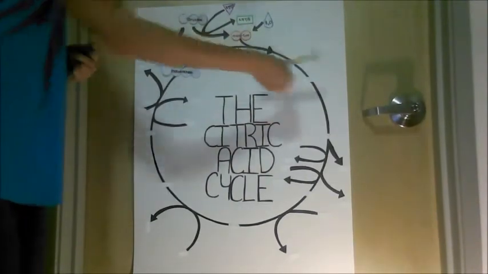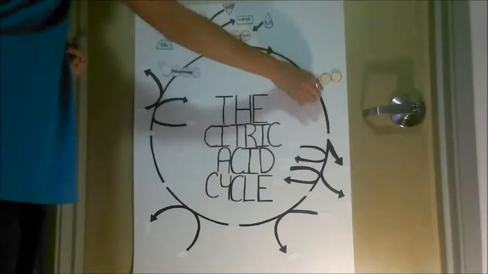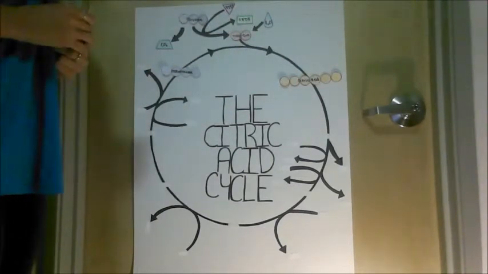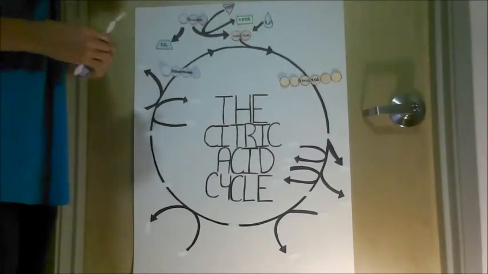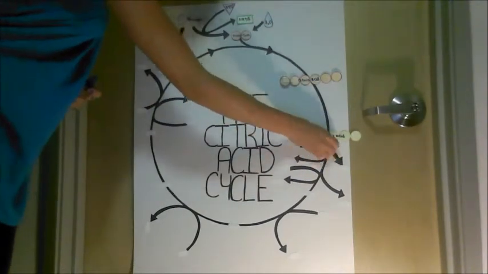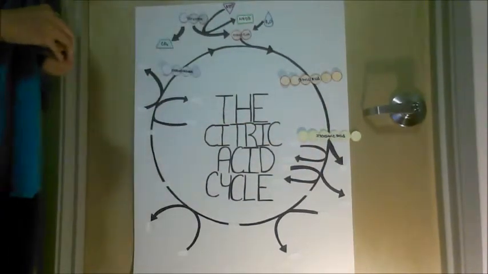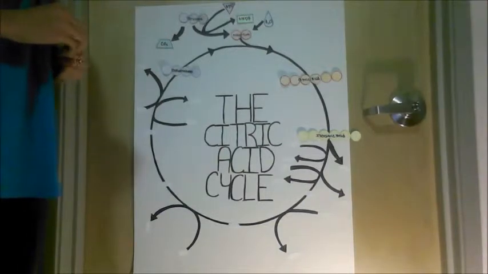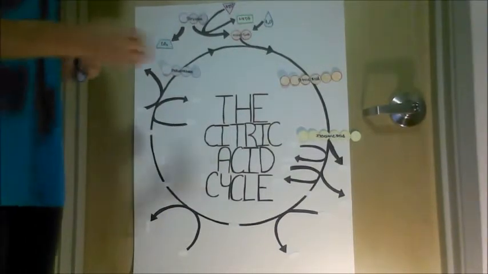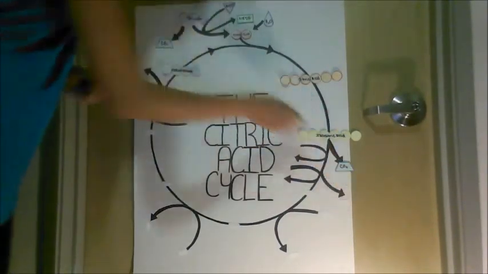The actual citric acid cycle starts when oxaloacetate, a 4-carbon molecule, combines with acetyl-CoA and then produces citric acid, which is a 6-carbon molecule. Citric acid is then converted into isocitric acid, which is also a 6-carbon molecule. Isocitric acid then loses another carbon molecule and it becomes carbon dioxide, and another NADH is produced.